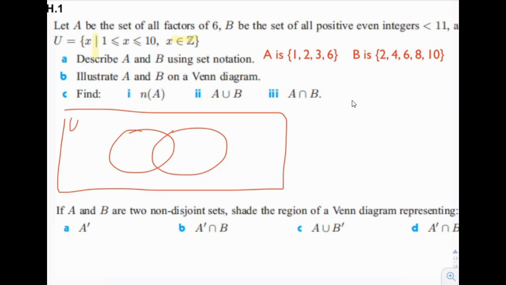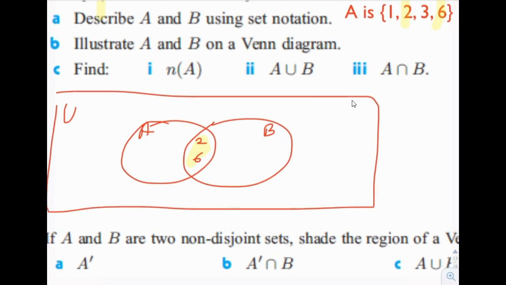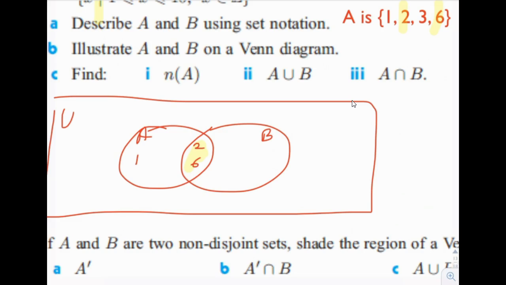Let's see if there's anything intersecting there that would be in this region here. 2 is common between both. 6 is common between both, and I think that's it. So we're going to have 2 and 6 in this yellow region here in the middle. 2 and 6. And then in A and B, in the region that's not yellow, we're going to have the other elements which are in A and B but are not shared between A and B.